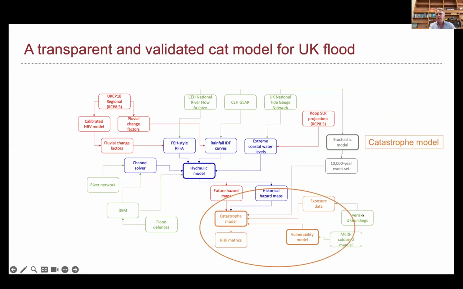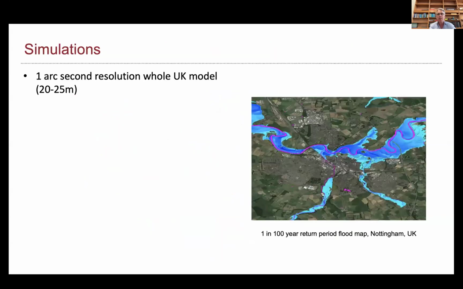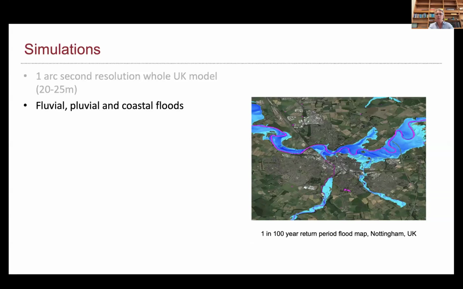And you can see we've got this UK buildings data set going into the exposure data. And for the vulnerability curves in the UK, for flood, we've got this thing called the Multicoloured Manual, which gives commonly accepted vulnerability curves for different types of assets. And out at the end, we get the risk metrics. It looks very similar to the modelling I've just shown you. It's applied at 1 arc-second resolution, so that's 20-25 meters at this latitude.